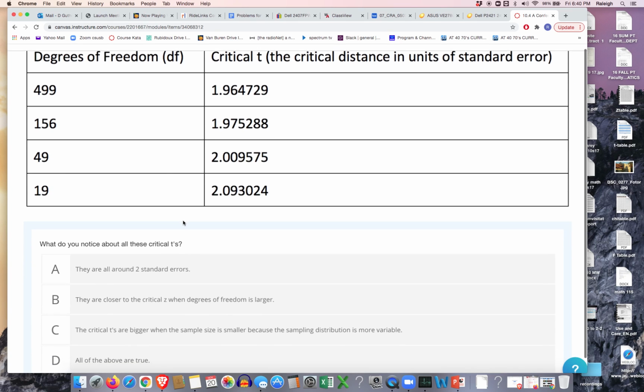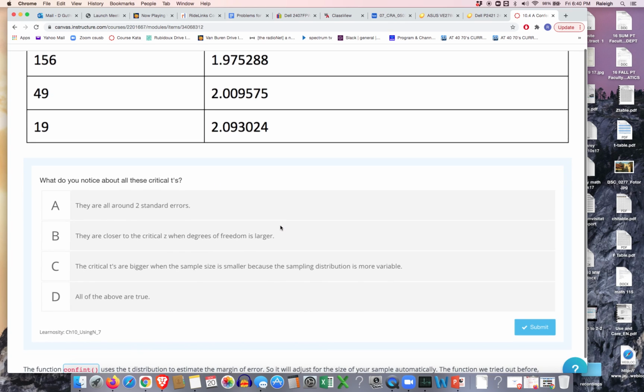Most books used to say 30, but because technology is so easy to use nowadays, they just go ahead and say use t no matter what, unless it's beyond 1,000 or something. Then even they probably don't waste their time with that.